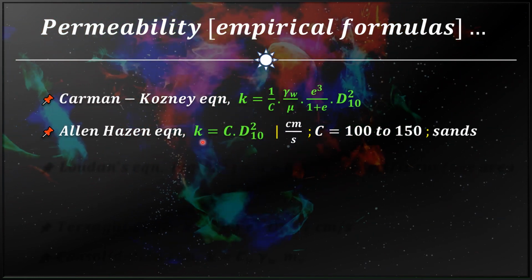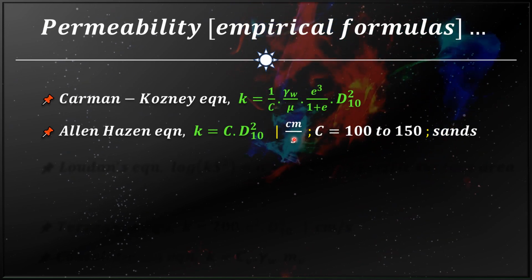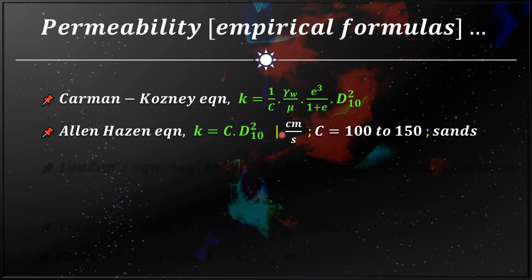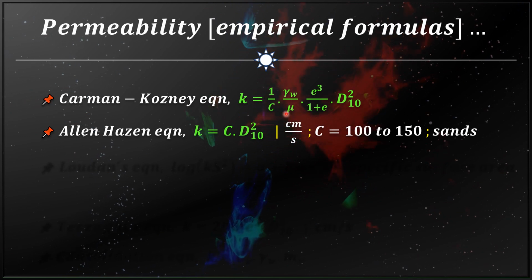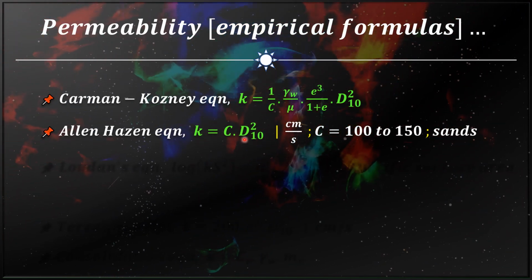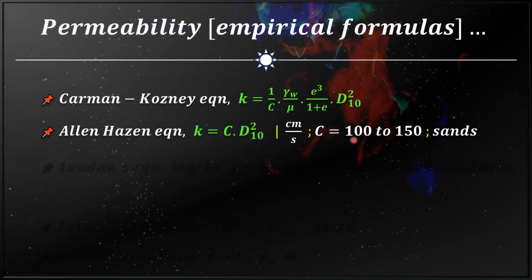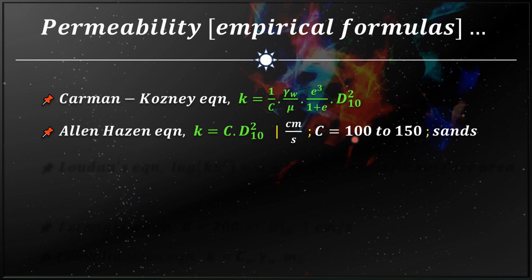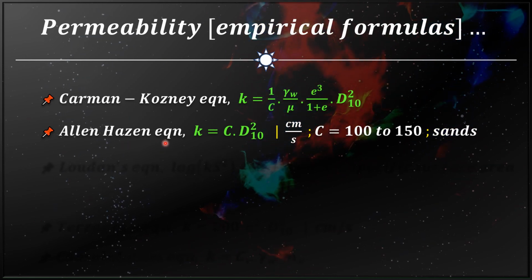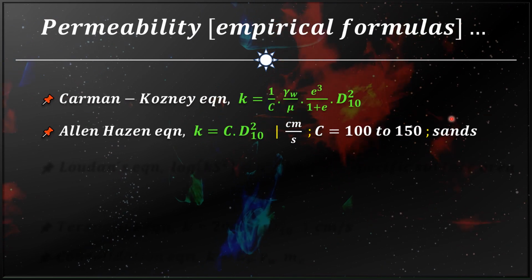And next the Hazen equation, K is equal to C d10 square, and this is an empirical equation and we shall substitute all the parameters with respective units. For example, K should be in centimeters per second and d10 should be in centimeters, and C is nothing but the Hazen constant and that will be ranging from 100 to 150, and this Hazen equation shall be applicable only for sandy strata or sand soil.